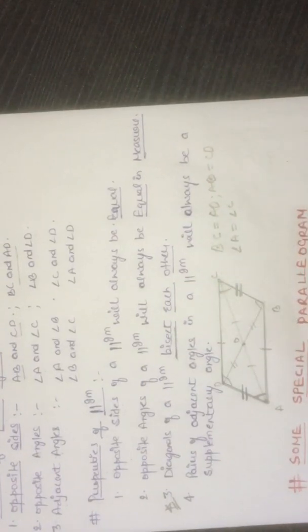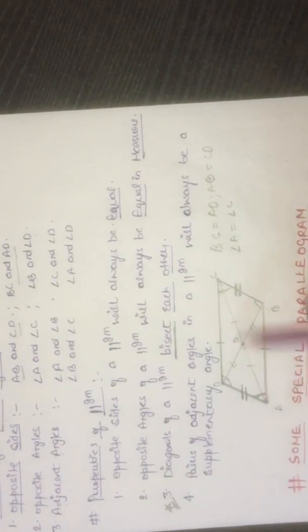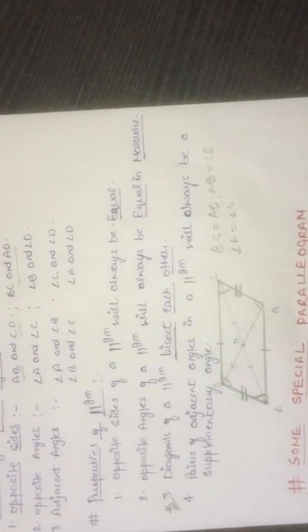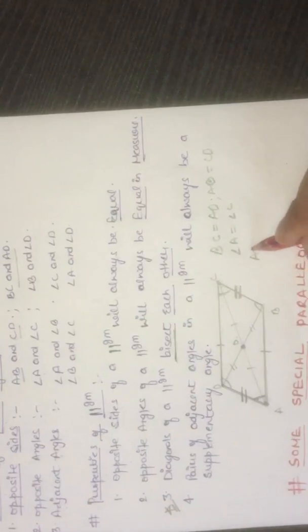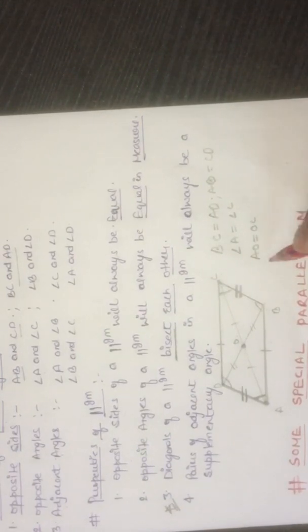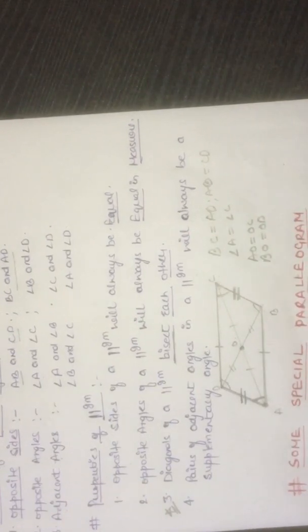Next, the diagonals of a parallelogram bisect each other. Guys, what is the meaning of bisect? Bisect means divides into two equal parts. Now you know what the diagonals are: AC and BD are the diagonals. Both diagonals AC and BD bisect each other at the point O. That means AO equals OC and BO equals OD. This is the meaning of bisect each other.